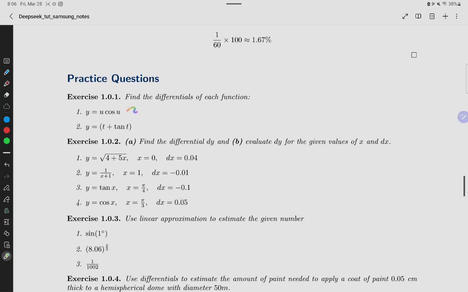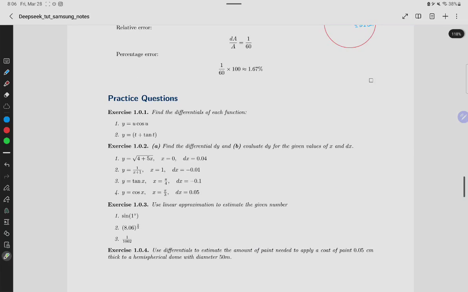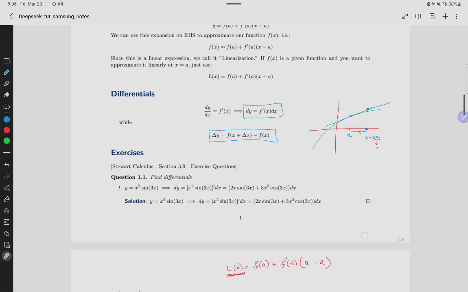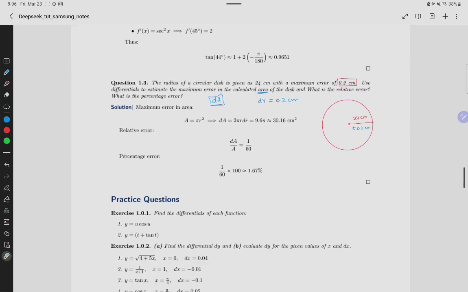Okay, then we have practice questions. You need to find the differentials, you know how to find it, you just need to find the derivatives, and then the differential dy, and evaluate dy for the given values of x and dx. If this is the function, you know that dy is equal to f prime of a times dx. And so f prime of x, that x can be the value, and you have the differential dx.